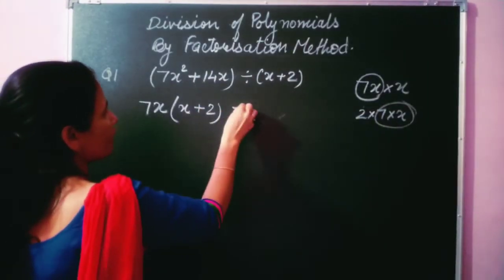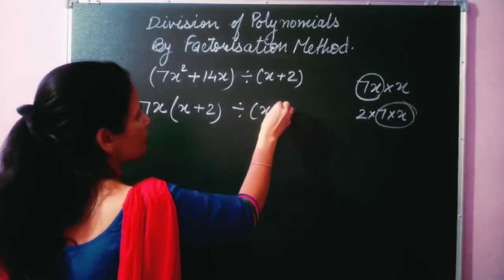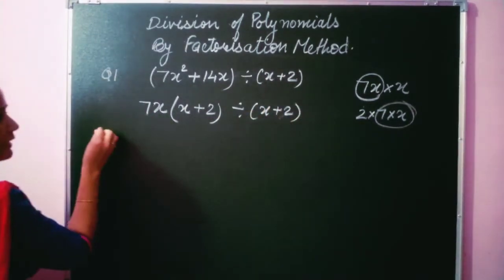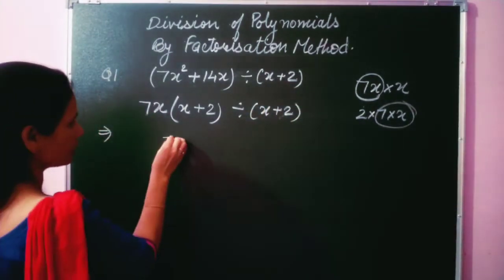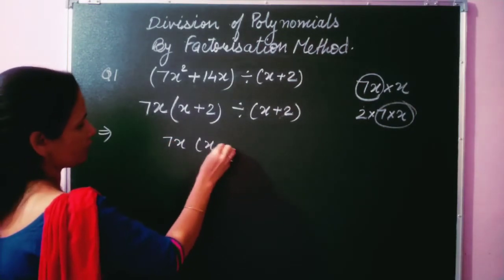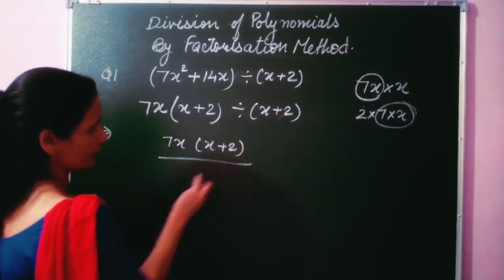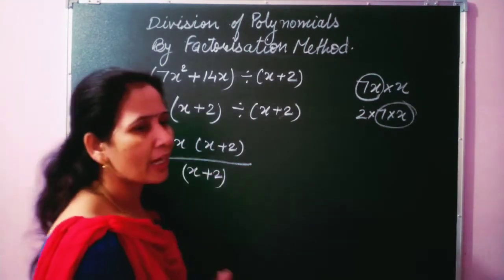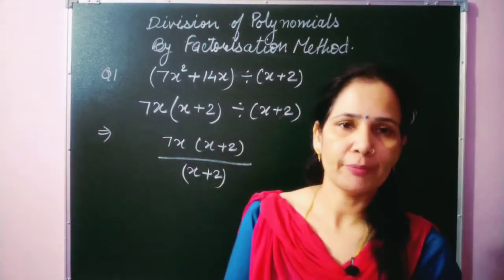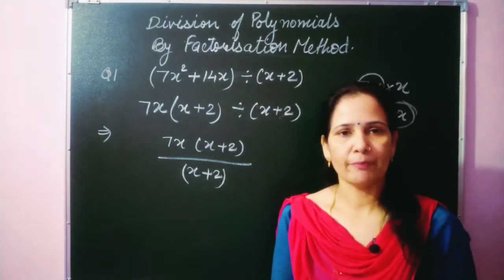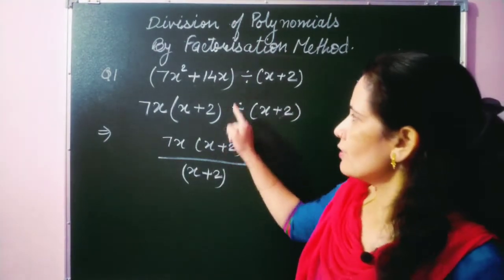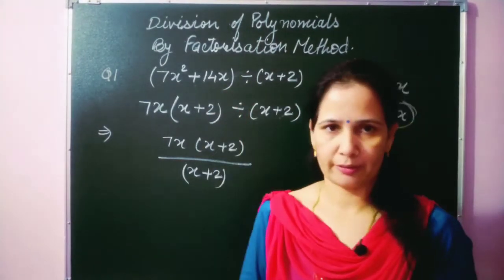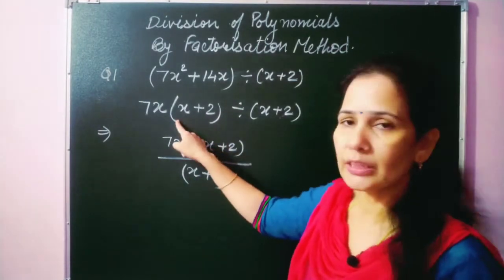Now we have to divide by x plus 2. Write this in the form of a fraction: 7x into x plus 2, divided by x plus 2. So students, we have made the factors of the given polynomials. The first step is that you have to make the factors, and we have done that.